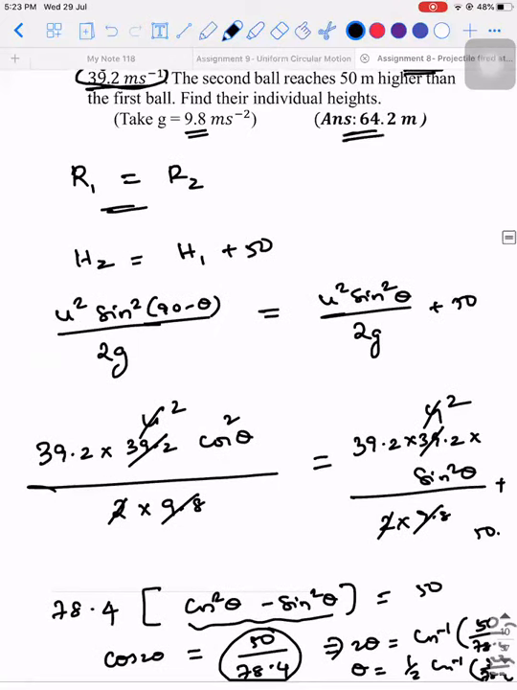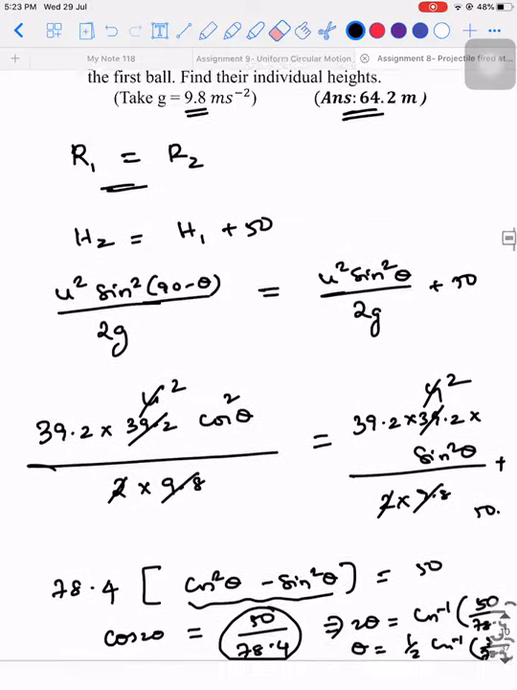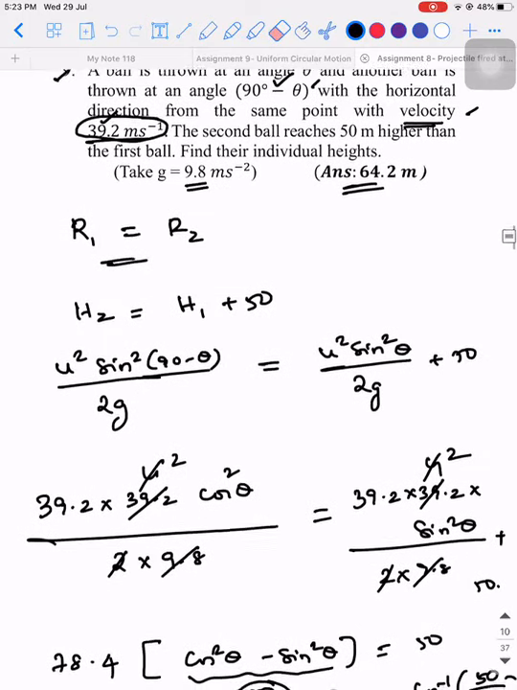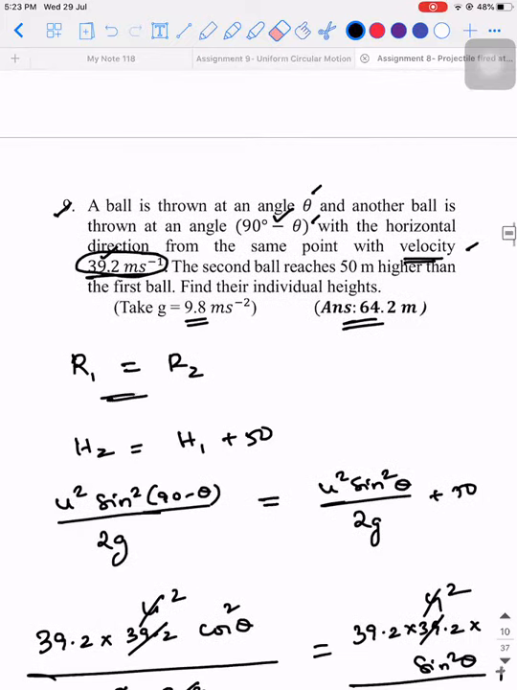No doubt, sir. Yeah, tell me. Sir, how did we replace h in the place of r, sir? Where did I replace h in the place of r? R1 is equal to R2 you wrote, no, sir. No, I told R1 is equal to R2 because I looked at the angles and I explained it. I told when one is theta and one is 90 minus theta with same velocity, this is an indirect information that is hidden.